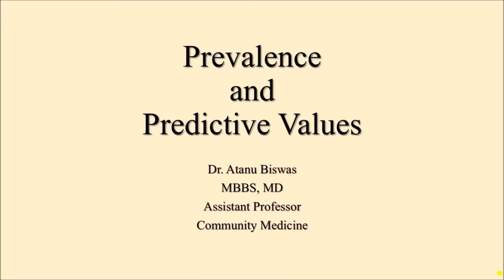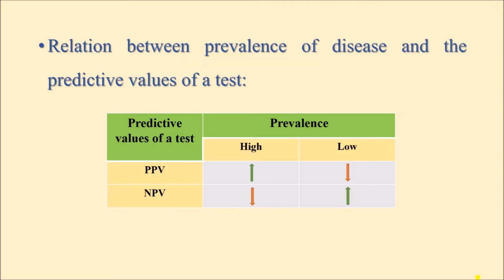If you remember, we finished our last video talking about how the prevalence of a disease in a given community can alter the predictive value of a test, that can be a diagnostic test or a screening test. This was the last slide of that video and it shows the relation between the prevalence of a disease and the predictive values of a test.